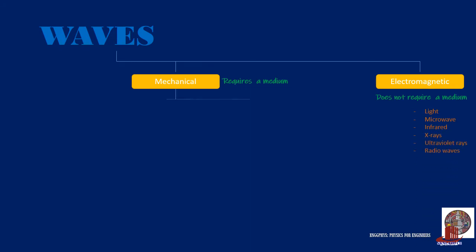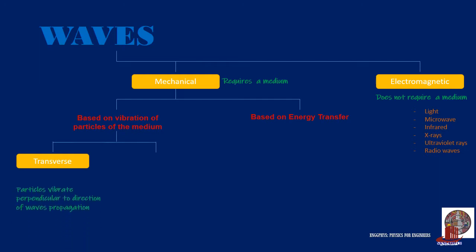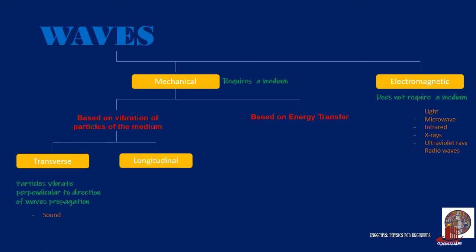Moving further, mechanical waves can be further categorized based on the movement of particles in the medium and energy transfer. Let's look into the first category. We call waves moving perpendicular to the direction of the wave propagation as transverse waves. An example of this is sound. Longitudinal waves, on the other hand, let the particles move in the direction parallel to the wave propagation, just like water waves. We are going to discuss more about these waves in the next slides.